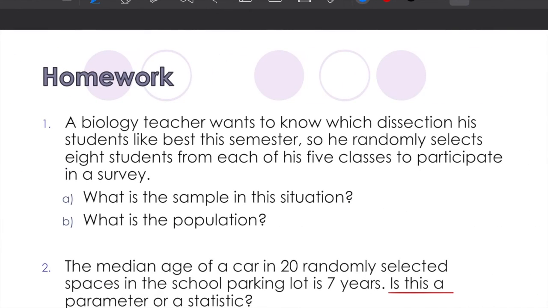All right, so here's your homework. First question, you're identifying what is a sample and what is a population. And then the second question, you are identifying whether the information that's given is a parameter or a statistic.